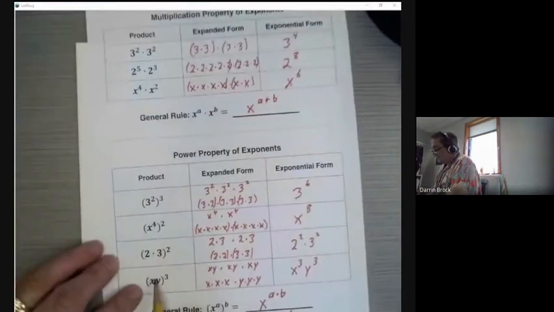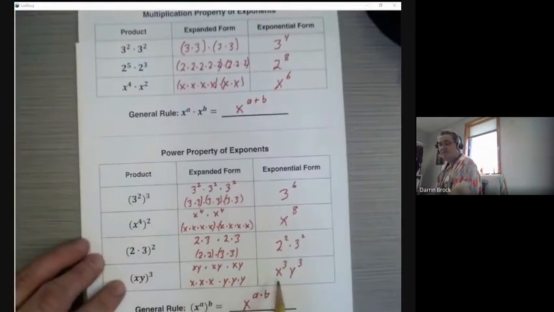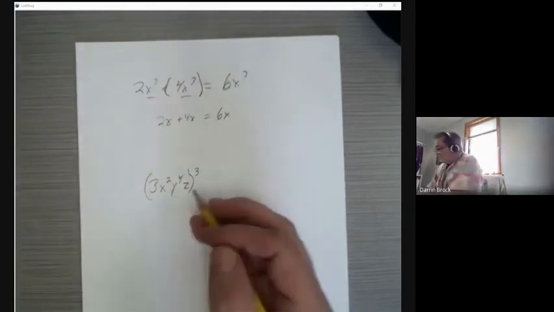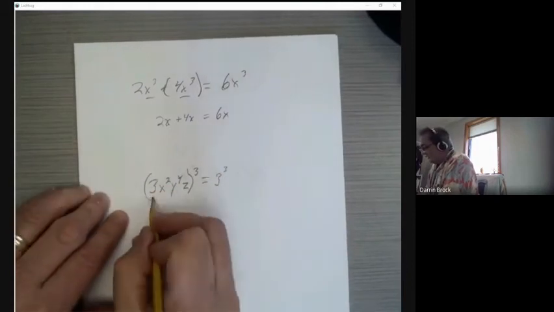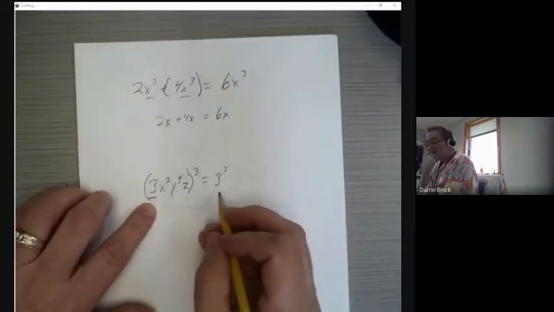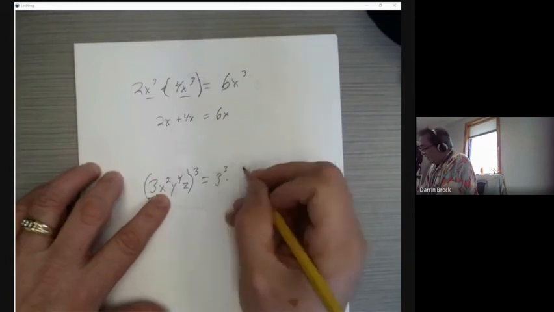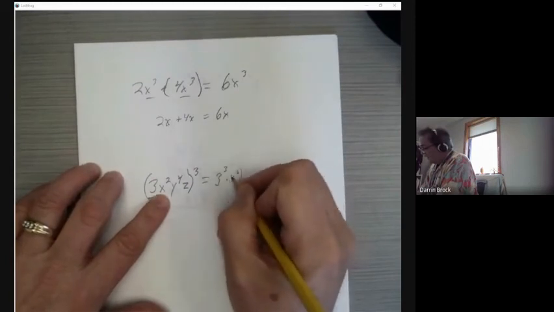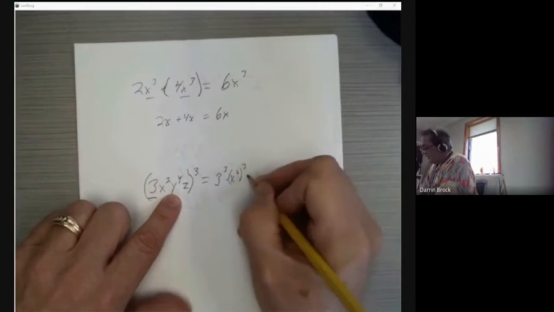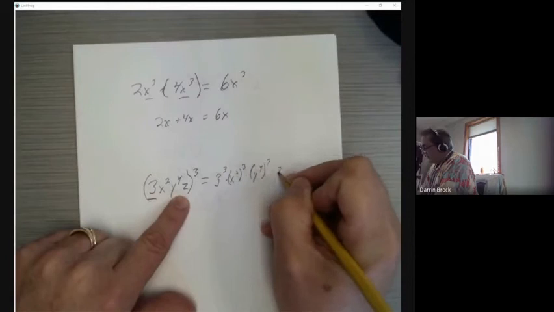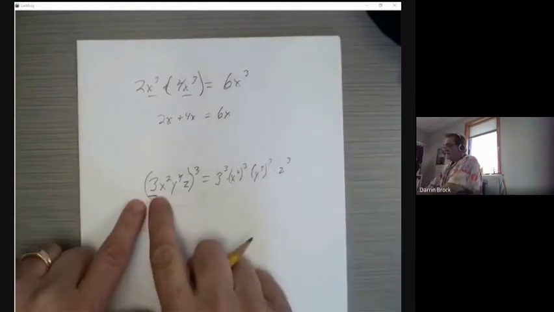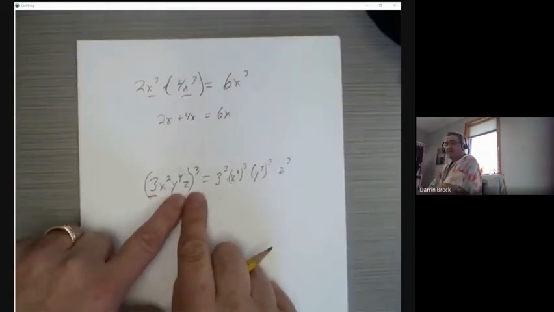The power property: if there's more than one thing inside, you apply that same exponent outside to each term inside, each term. So on this, it would be the same thing as 3 to the third power. Don't forget the constant. And then times x squared to the third power times y to the fourth to the third power times z to the third power. Each one of those things inside would be taken to the third power when you simplified that.